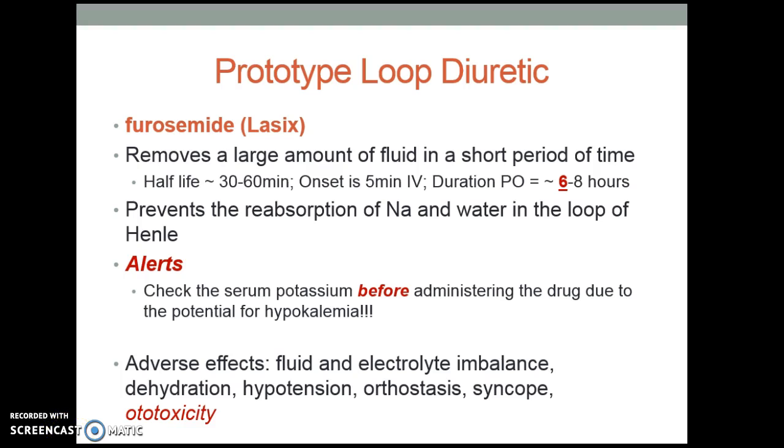Adverse effects, you know, the fluid and electrolyte imbalance, and the other thing is ototoxicity. You never want to push Lasix too fast because it can cause ringing of the ears.